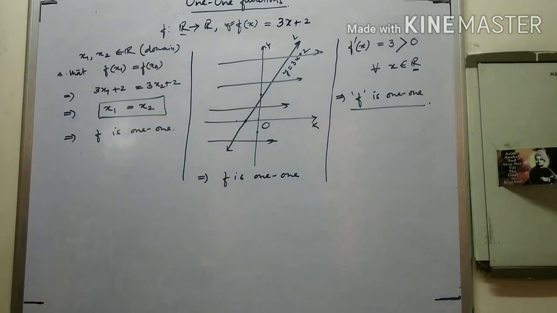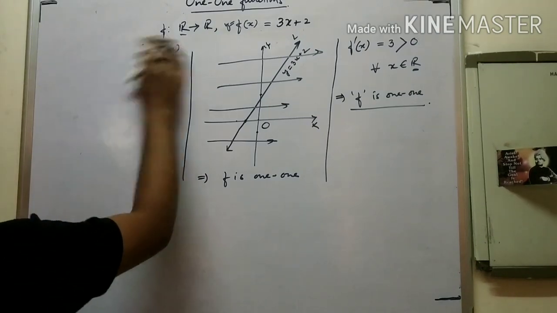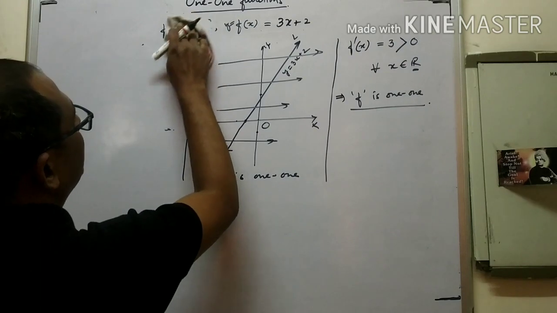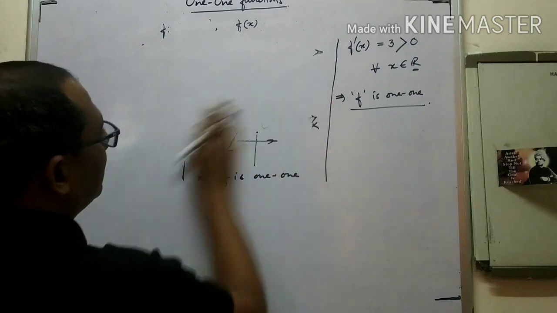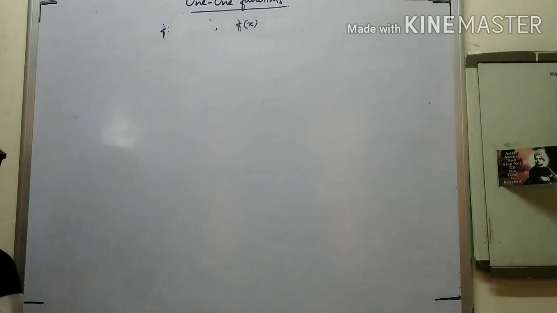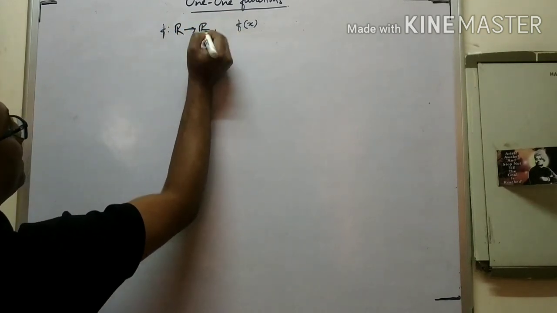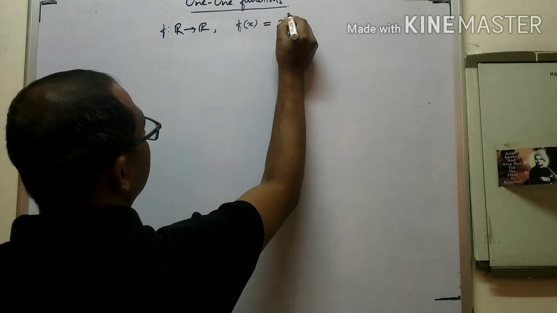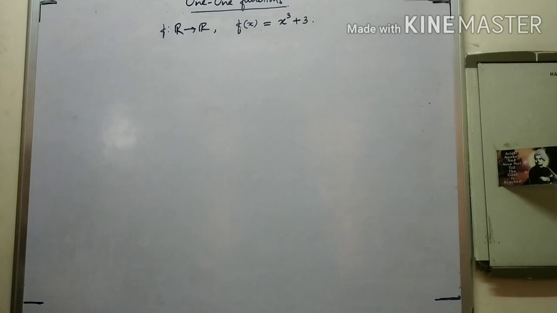Again, let us go for the next question. I hope it is clearly understood. Just change the definition of the function, domain and range. Let me quickly take a few more questions. f(x) = x^3 + 3, f from R to R. We have to check whether it is 1-1 or not.